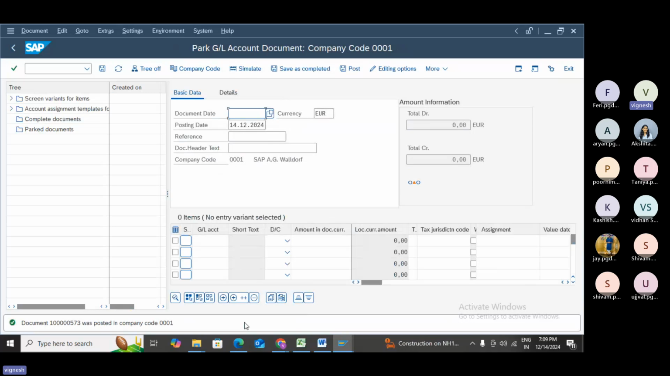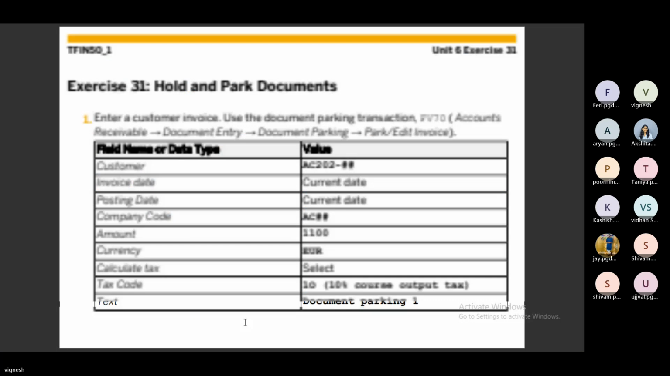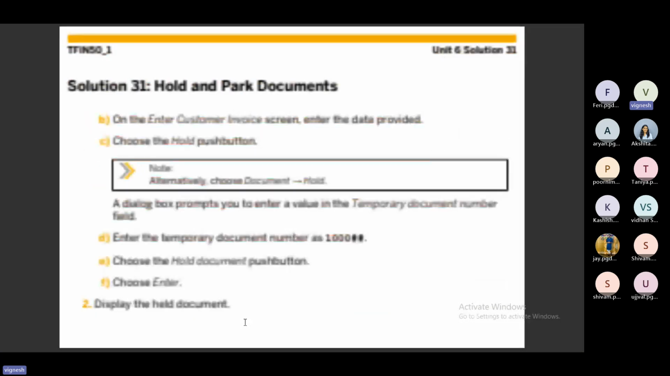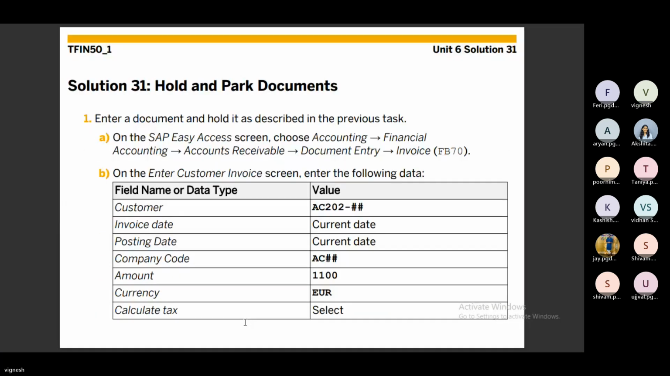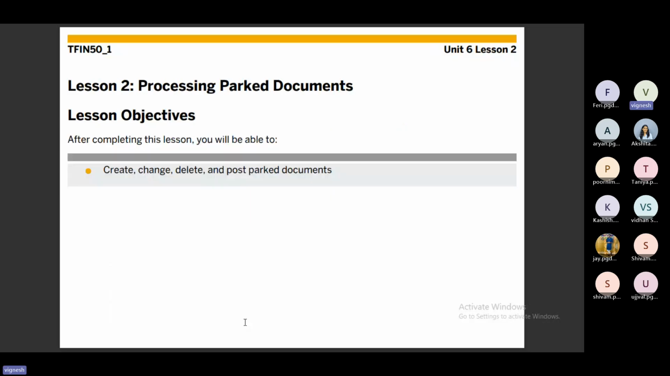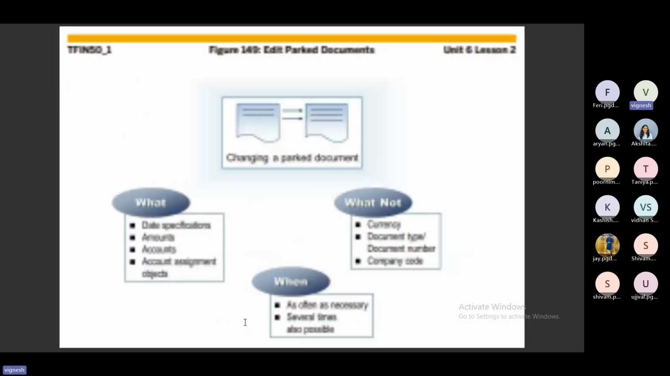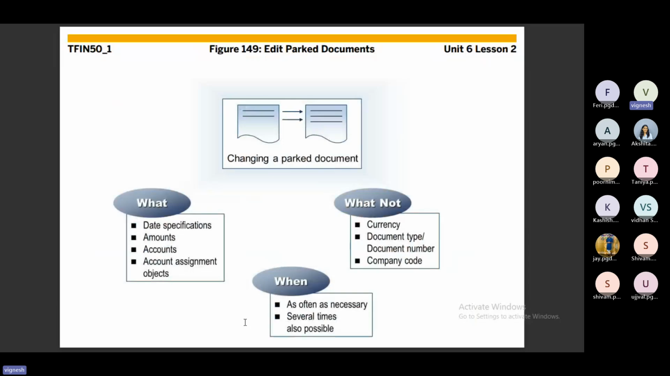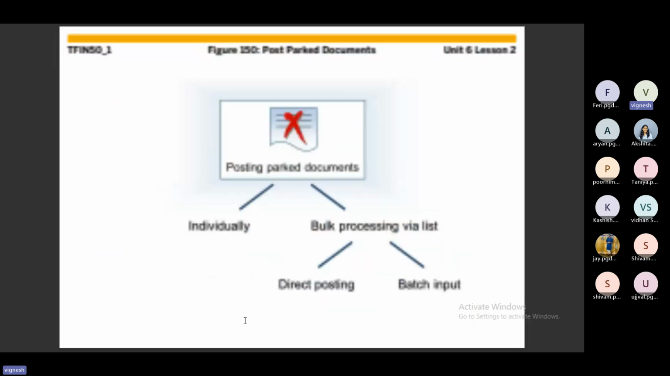Okay, so this is the hold and park documents. Processing the parked documents, we can edit, delete or post. Okay, so we can change date specification, amounts, accounts, account assignment objects, but currency we cannot change. Document type and document number we cannot change, and company code we cannot change. And it can be changed as often as necessary, several times also possible.